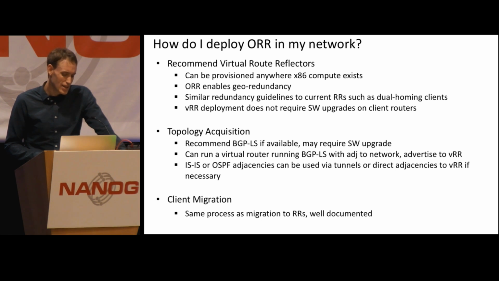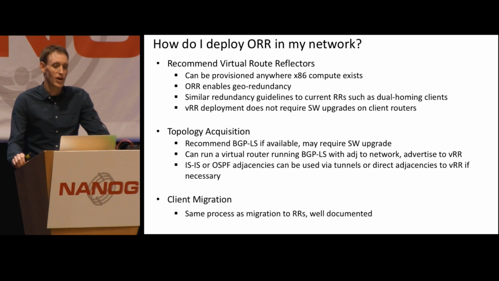Topology acquisition. I covered this a little bit in the past, but I completely recommend using BGP-LS if you have it available. BGP-LS is not supported on all routers, so a potential option is to do an IGP adjacency to some other virtual router that then feeds the information to your VRRs. I would say the last resort is to use something like GRE tunnels to get that topology, or use direct adjacencies.